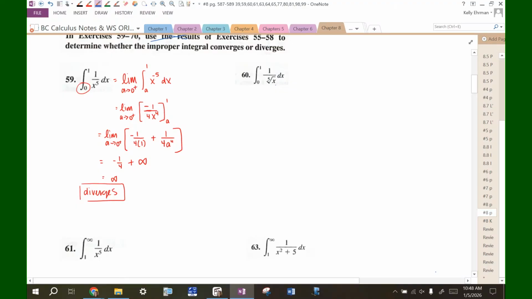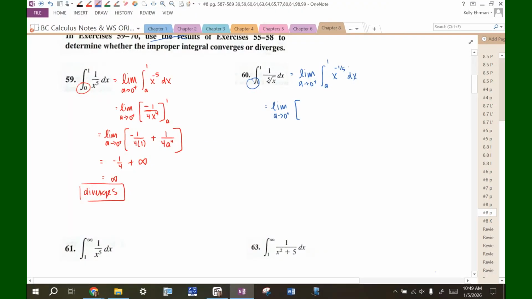Okay, what if we make it 1 over the fifth root of x? It seems like x to the fifth tells me the higher the exponent, the farther from the y-axis it'll be. So I bet this one will converge because now we're going from a large power to a fraction power. Otherwise, it's the same bounds. But let's just see. So this needs to be the limit as, again, 0 is the problem, a approaches 0 from the right of the integral from a to 1 of x to the negative 1/5 dx.